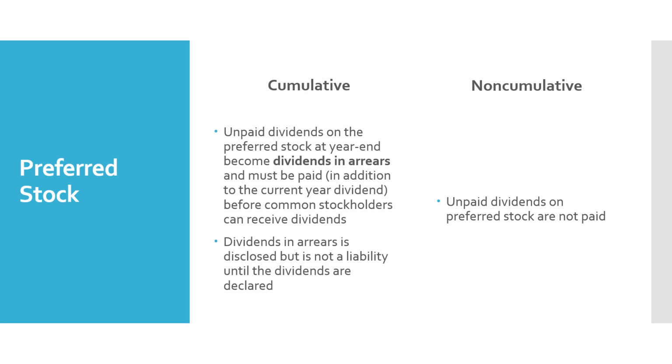If the preferred stock is non-cumulative, essentially any unpaid dividend on preferred stock is lost to the preferred shareholders. It is not going to get paid, or it doesn't have to be paid before the common shareholders receive dividends.